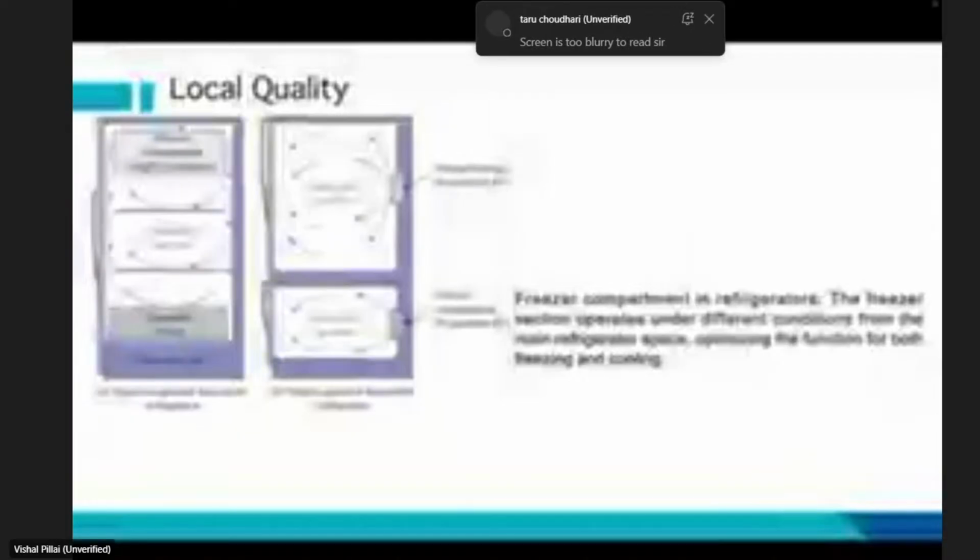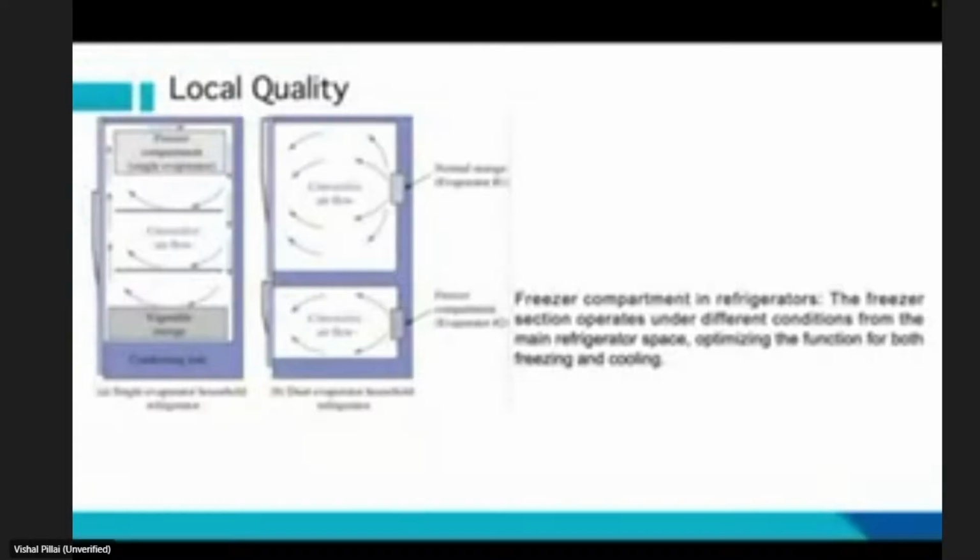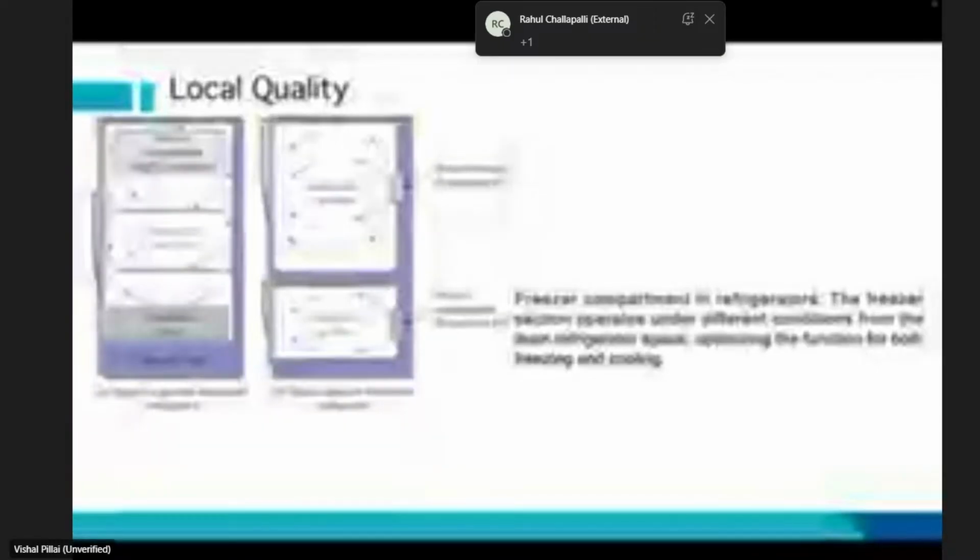Another very important thing about local quality: the initial refrigerators used to have only one freezing compartment, with a convective flow of air. If you see the old fridges, you'll find there is only one evaporator at the top, and now you see the fridges.